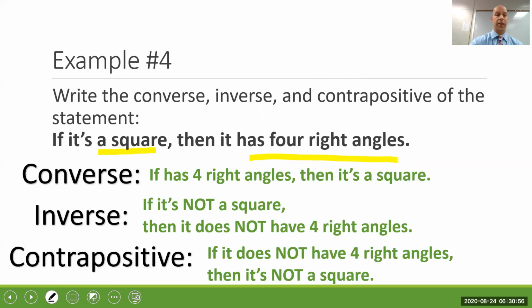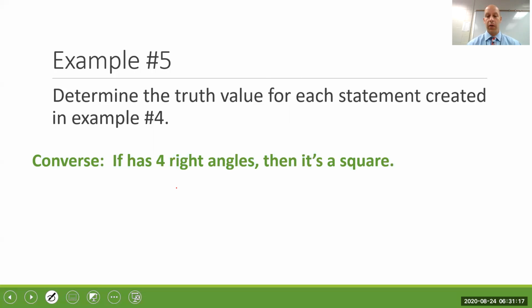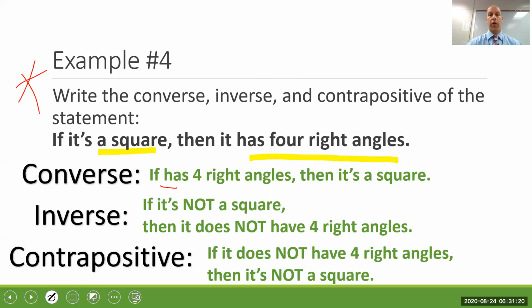So this is a really important slide. I think that it does a nice job of illustrating converse, inverse, and contrapositive. Now, example 5, this is our last example. It says determine the truth value for each of these statements. So now we're just going to determine which ones were true or false. And by the way, we would agree that originally this initial conditional statement was true, right? If it's a square, it has 4 right angles.